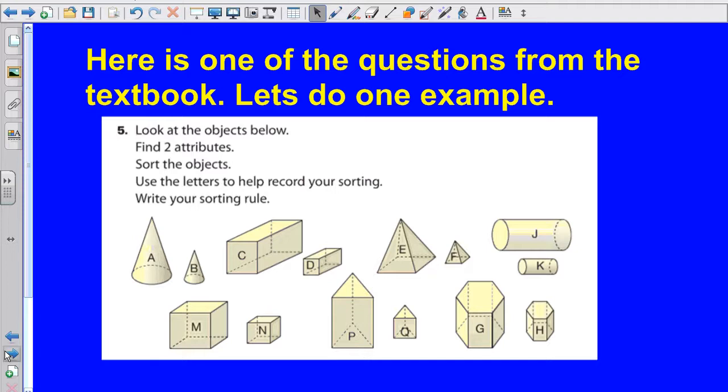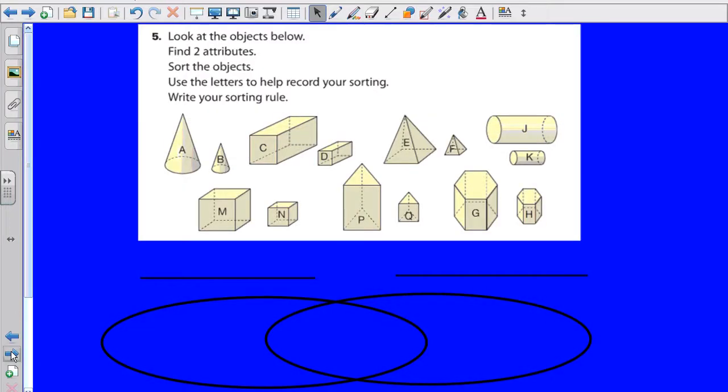So it says, look at the objects below. Find two attributes. What is an attribute? You can tell me what that means. Shape. Very nice. Shape and size, a way to describe it. So, you want to find two attributes. Sort the objects, use the letters to help you record your sorting, and write your rule. So, if you go to the next slide, I've created a little mini one down here with a step up front. So this is very similar to the other ones, alright? Why don't you come up and try to figure out what you're going to do here. So what are you going to sort them by? What are your criteria? What are your rules?